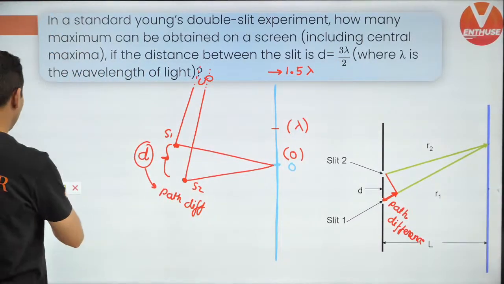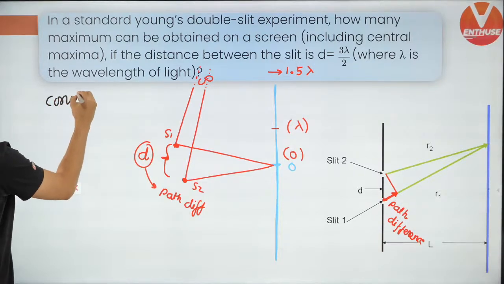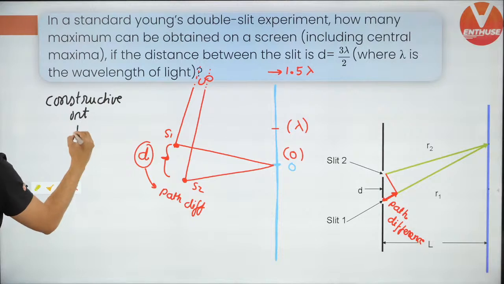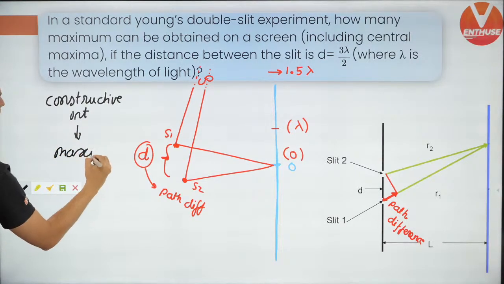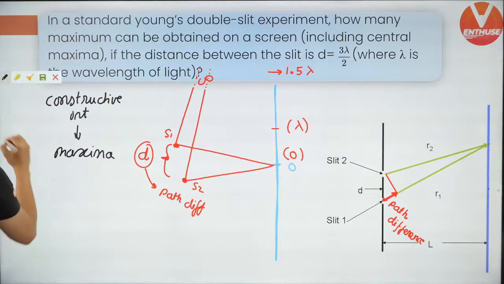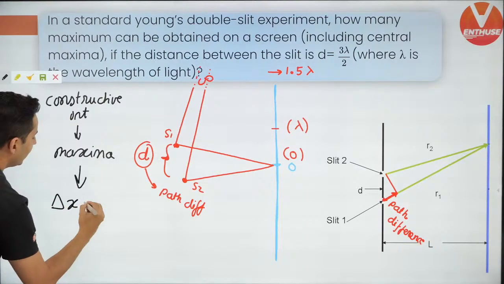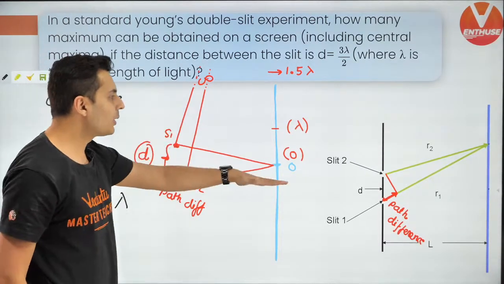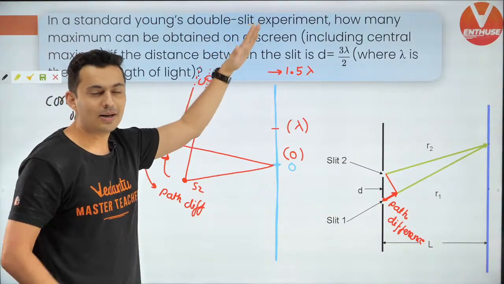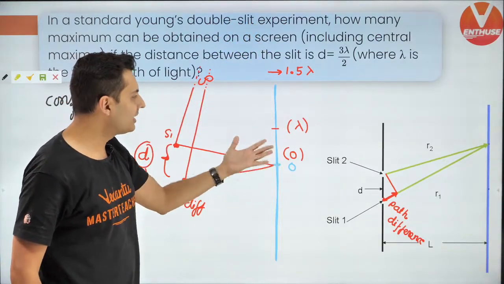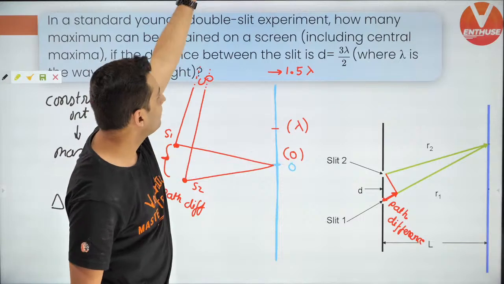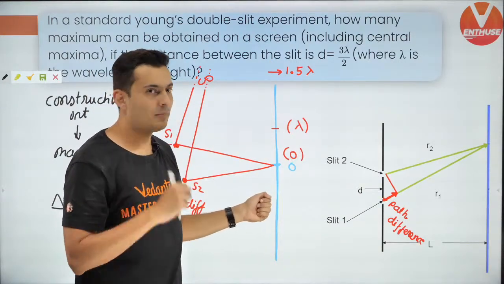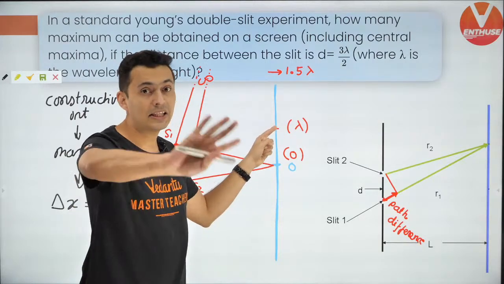And now remember, for constructive interference, basically a maxima, the path difference, that delta x, must be n times lambda. So 0, lambda, 2 lambda, 3 lambda, and stuff like that. So think about it, from 0 till infinity, how many places do you get n times lambda as the path difference? Once here, and that's it.